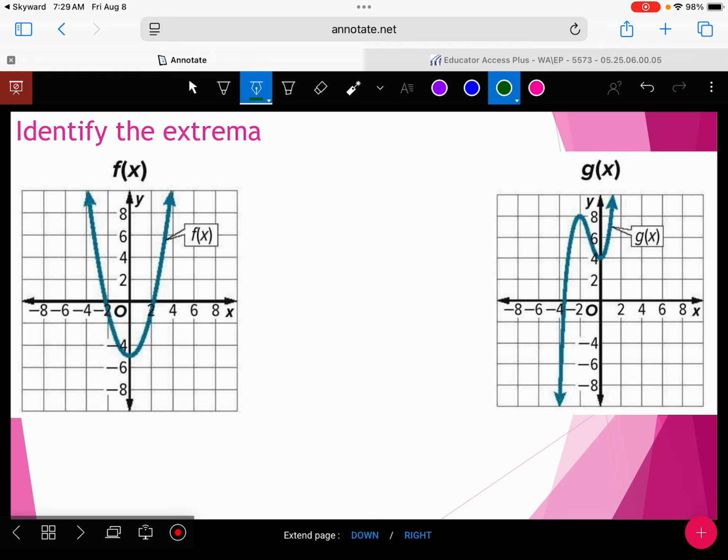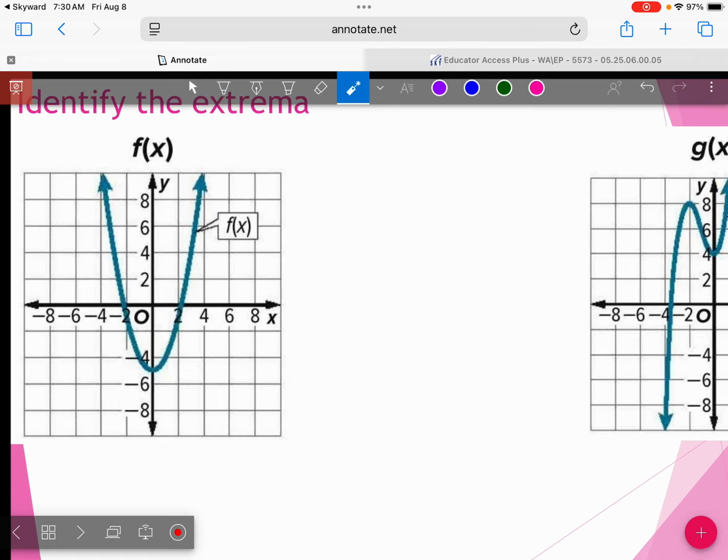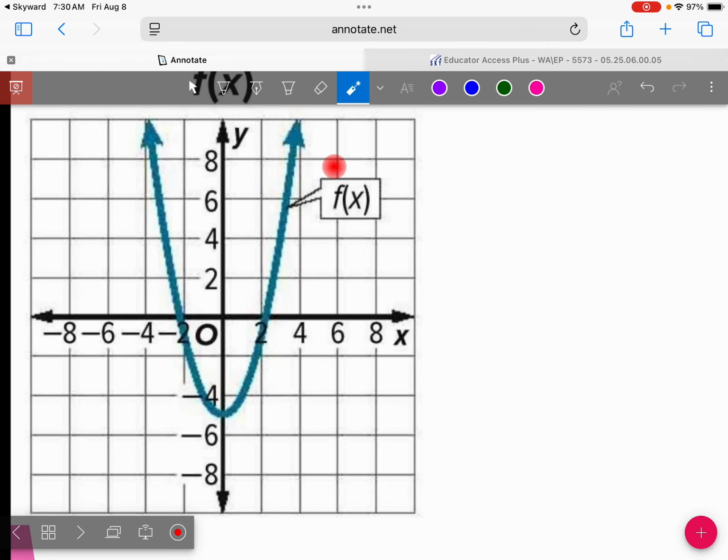So let's look at this first one here. We've called it f of x over here. Well, technically the book called it f of x right there. That's how we say this, by the way, f of x. This one is g of x. But if we look at this guy here, we want to see if we can find out the very, very highest point, if it has one, or the very, very lowest point, if it has one. What do we think? Does this have an absolute maximum, or does this have an absolute minimum? On just this one.